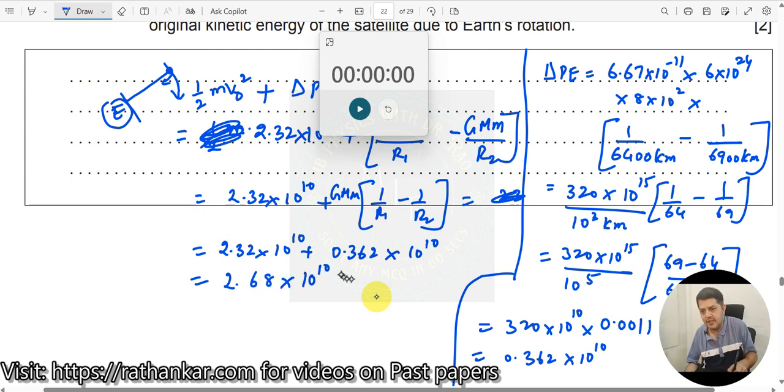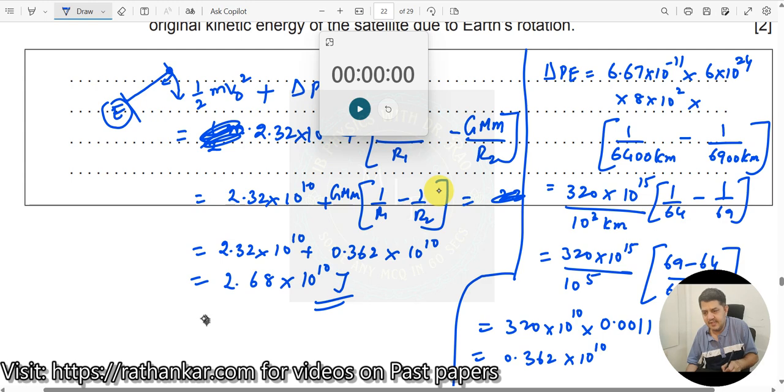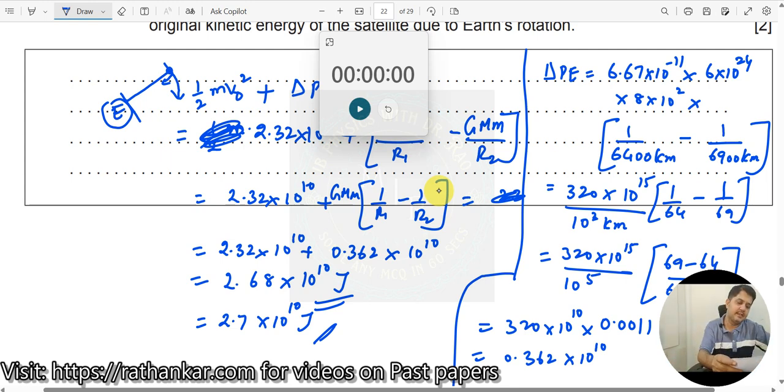What is the unit over here? Joules. Have they asked to prove something? No, the minimum kinetic energy. 2.68, this is nearly 2.7 into 10 to the power of 10 joules. What does my answer scheme say? The answer scheme says 2.7 into 10 power 10 joules. Correct. Thus we have arrived at an answer.